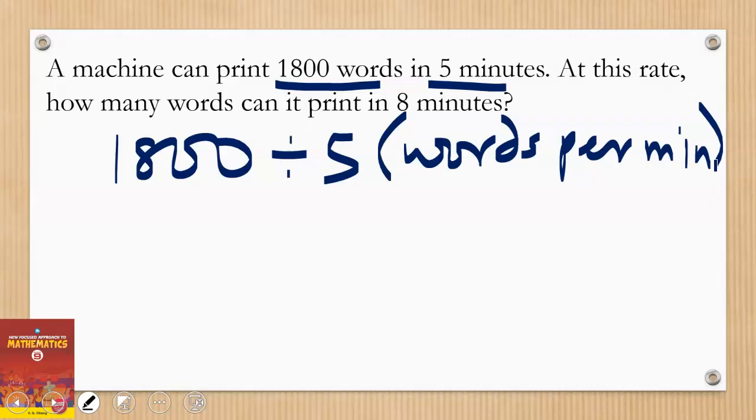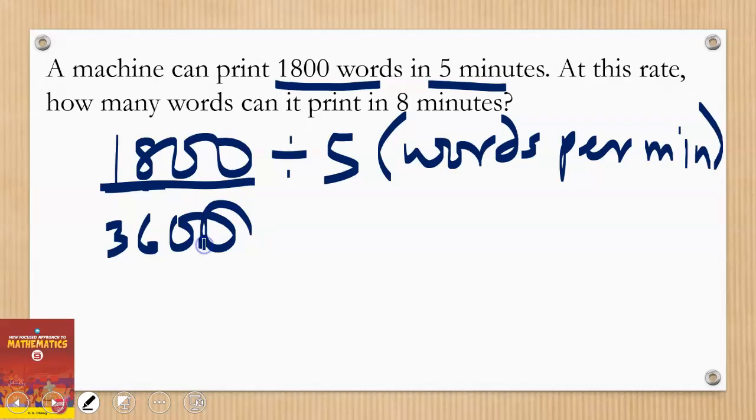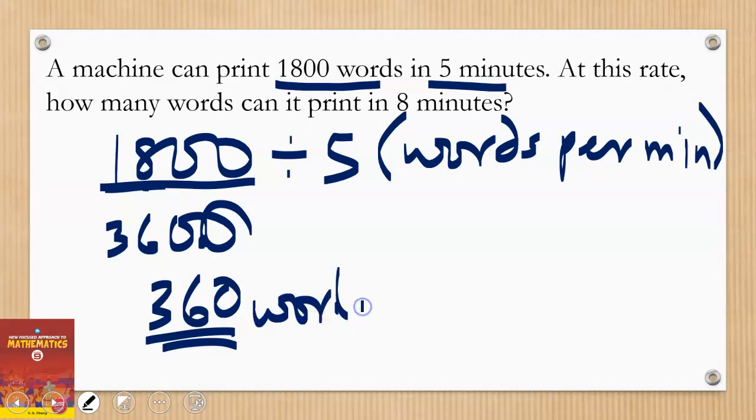Now I can do 1,800 divided by 5. You know the trick in doing mental mathematics. If I want to divide a number by 5, I'll just double the number, which is 3,600, that is if I double 1,800. Then I move the decimal point backwards once, which will give me 360. And so 1,800 divided by 5 is 360. So that means 360 words per minute.